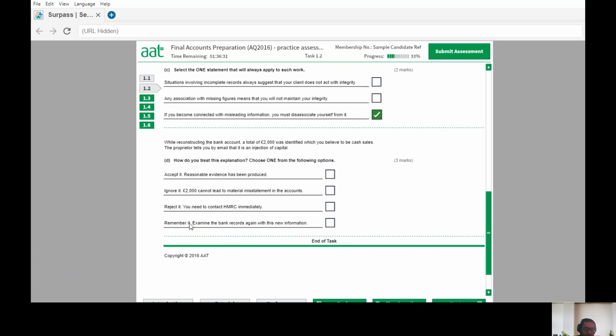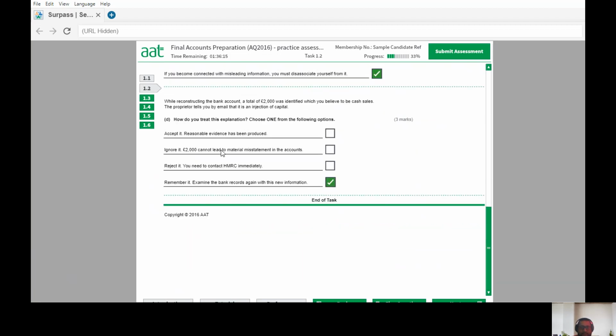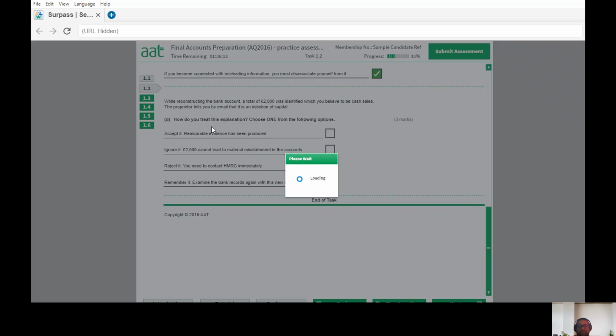The last one, remember it, examine the bank records again with this new information. So we need to investigate it a little bit further to ascertain whether this information is correct or not. Okay, so in this scenario, the possible right answer is going to be answer D. Now let's move on to question number 3.